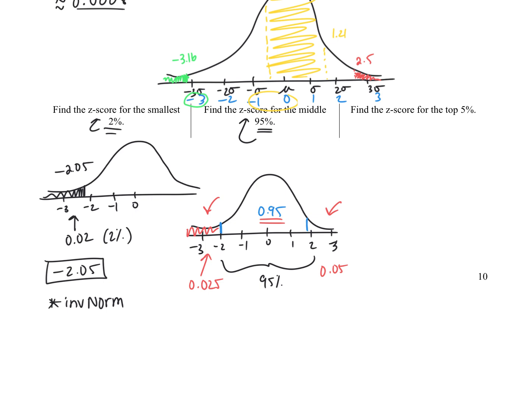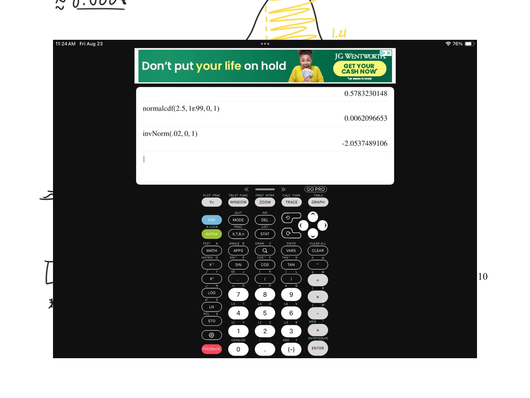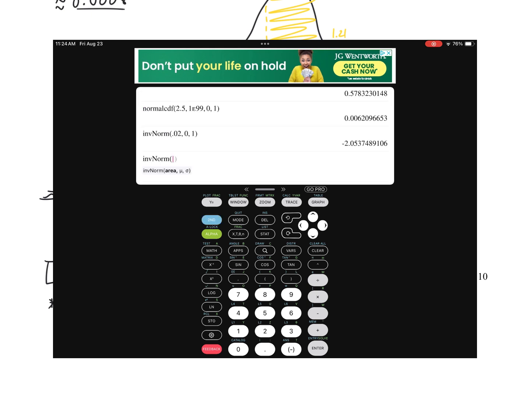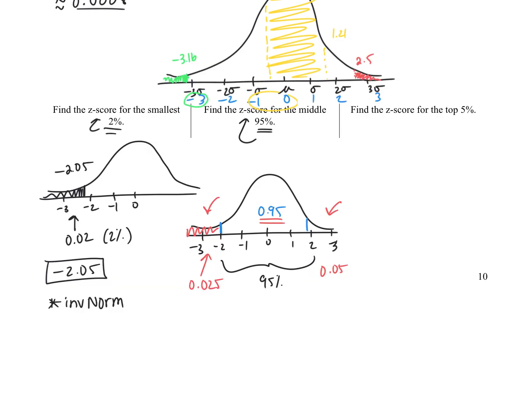So now let's look back at the calculator. Okay, so on the calculator, again, I'm going to do second distribution. Because I have an area, I'll go to inverse norm. And I have 0.025 because these are z-scores, mean of 0, standard deviation of 1. So like we said, we knew we should get around -2 and +2, or around 2 standard deviations, and our answer is -1.96.